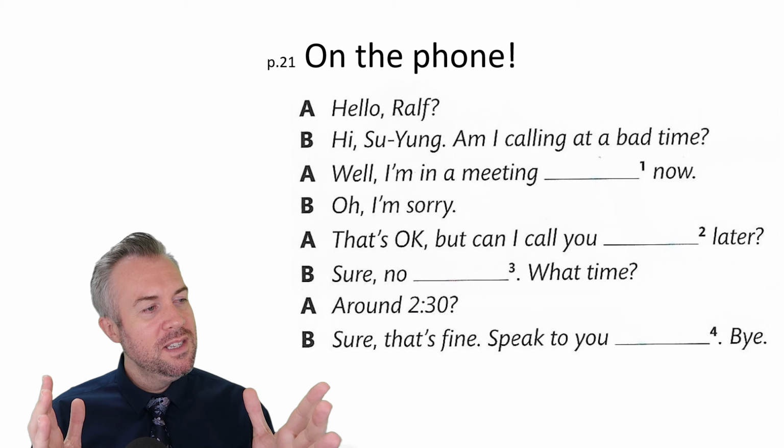On the phone. This is a telephone conversation. There are two people, Ralph and Soo-young. Who is calling who? If we look at the second line, Hi Soo-young, am I calling at a bad time? Then we know that Ralph is calling Soo-young. As usual, there are some missing words from this conversation. So let's read it together and have a think about what the missing words could be.